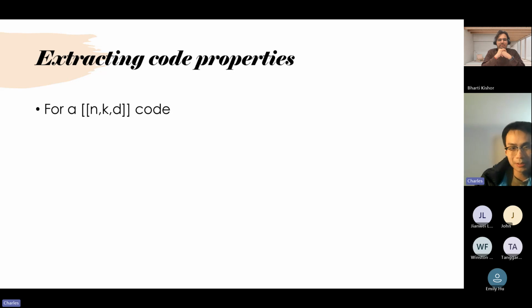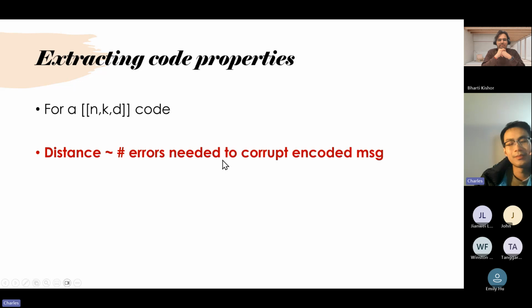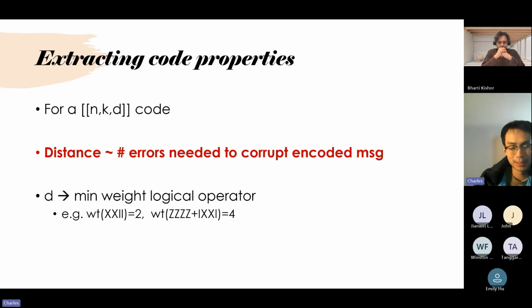But there is one additional parameter that is very important to understanding the code: the code distance. Intuitively speaking, that is the number of errors the code can tolerate before the logical information becomes corrupted. More specifically, by the distance we mean the minimum weight logical operator. For now, when I talk about weight, I just mean the Hamming weight: you count how many sites the operator has non-trivial support on. So in this case, XXII will have weight 2, and this object will have weight 4.